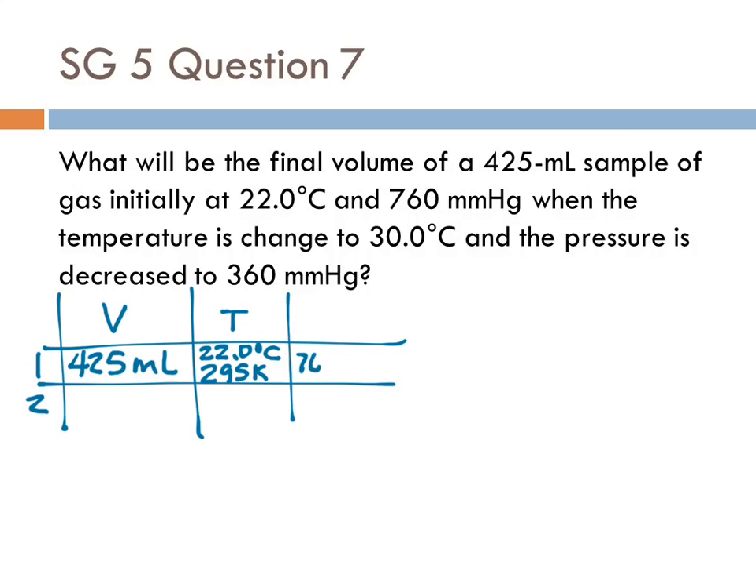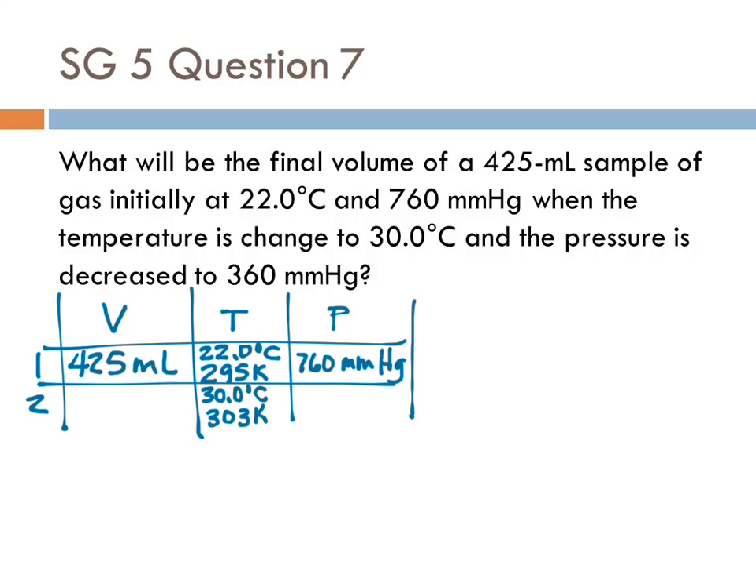And 760 millimeters of mercury. That would be a pressure. The next number we come across is 30 degrees Celsius. So we want to put that in the same column as the other temperature. So 30 degrees Celsius, and then we have to change that one also. So that's going to be 303 Kelvin, right? 273 plus 30, yeah, 303.